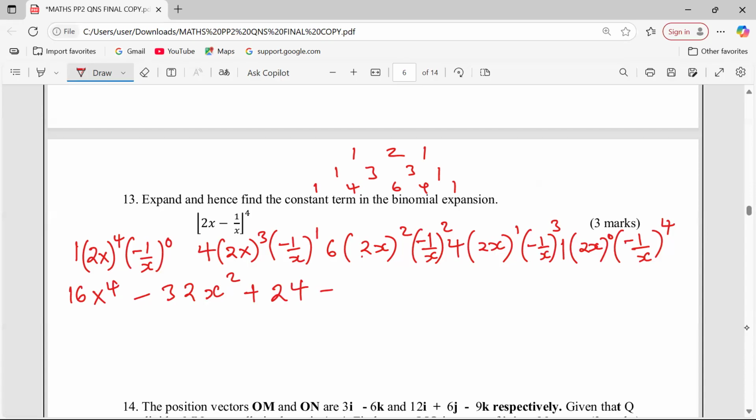The next one shall be this one. We start with a negative, of course, because negative 1 over x to the power 3 becomes negative 1 over x to the power 3. Then we talk of 2 to the power 1, which is just 2. That gives us 8. We have x, then on the denominator we have x to the power 3. So one x cancels, and at the denominator we remain with x squared.